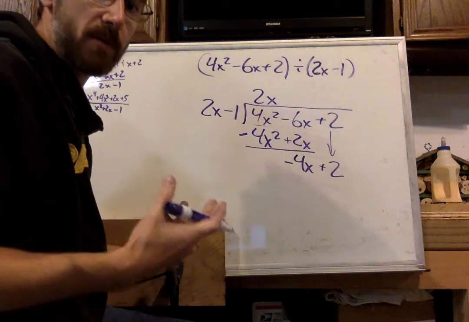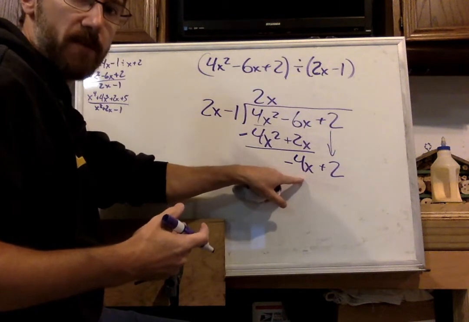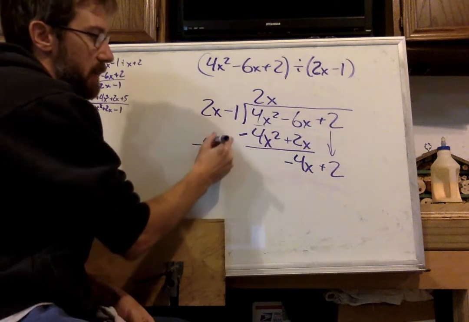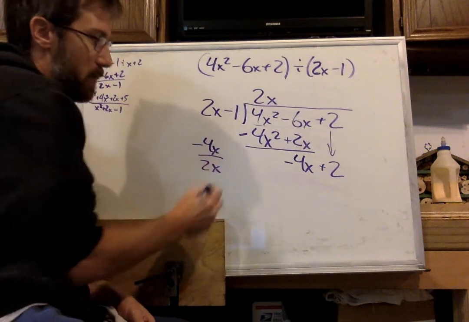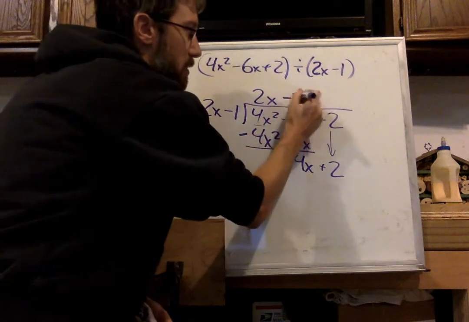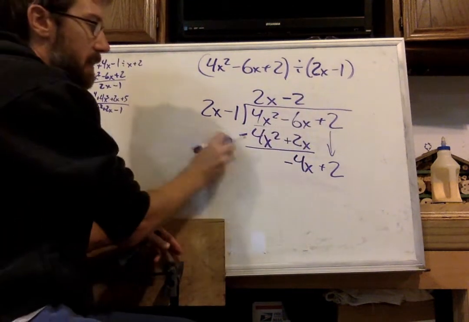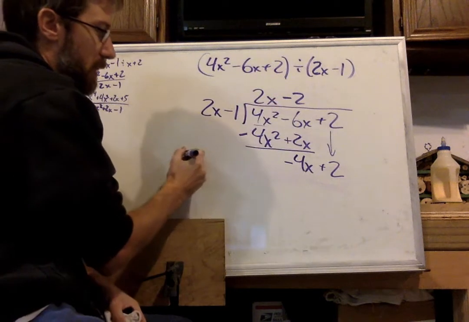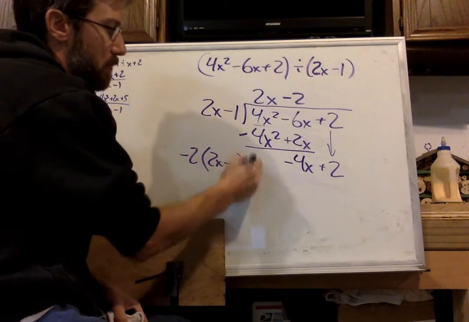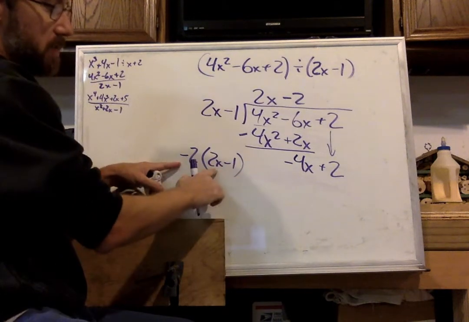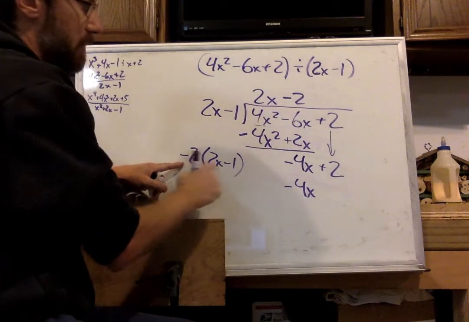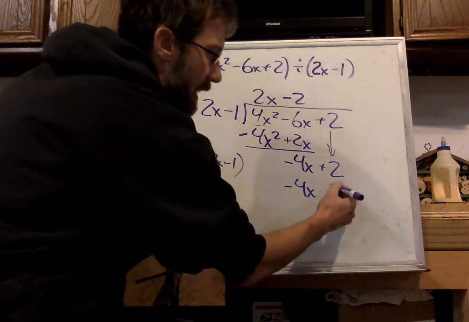Now I'm going to repeat those steps only with this first term. So -4x divided by 2x. -4x over 2x. The x's would cancel out. -4 over 2 is -2. Now I'm going to take that, just the -2, and I'm going to multiply it by the entire divisor. So 2x minus 1. -2 times 2x is -4x. -2 times -1 is a +2.